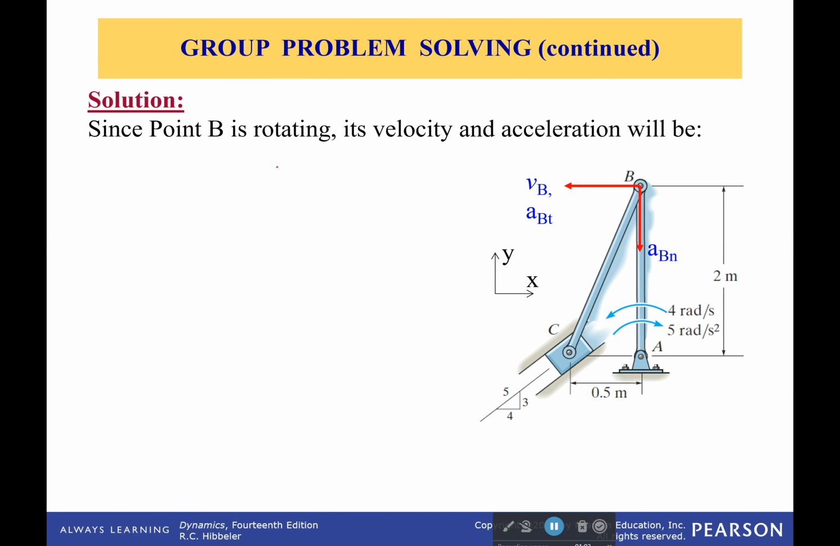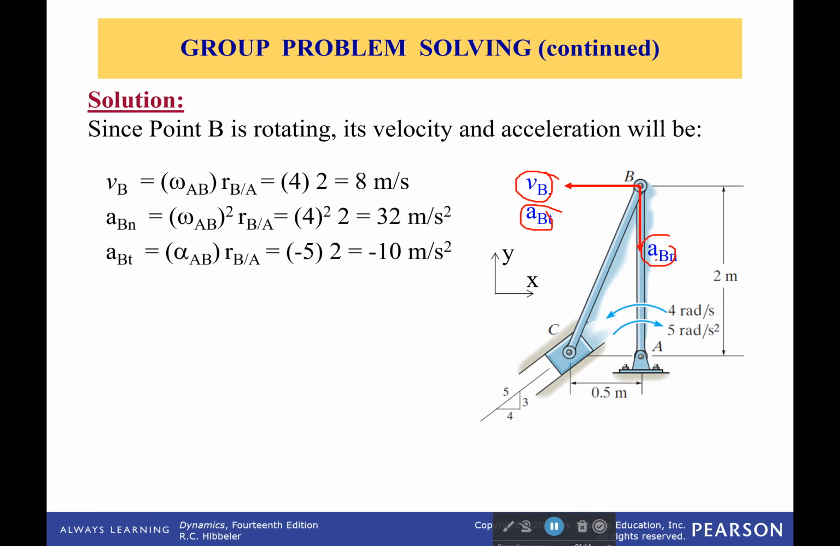Since point B is rotating around point A, its velocity is going to be easy to find. It's going to just have a tangential component, and its acceleration is going to have a tangential and a normal component. We can solve for all of that using what's given in the problem statement. The normal component is the angular velocity squared times the position vector. The velocity is just the angular velocity times the position vector. And the tangential component of acceleration is the angular acceleration times the position vector. We plug all of this in, and we have all the components we're going to need. This is going to be helpful because we can now solve for the acceleration and velocity of point C using our relative velocity equations.